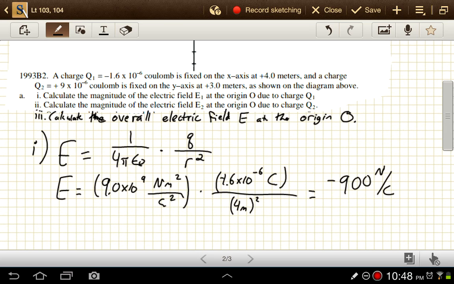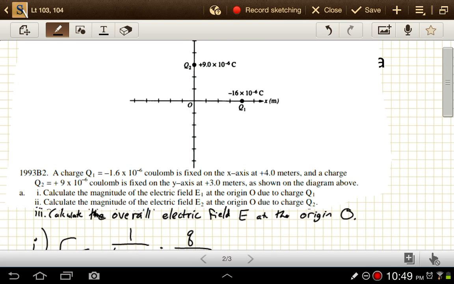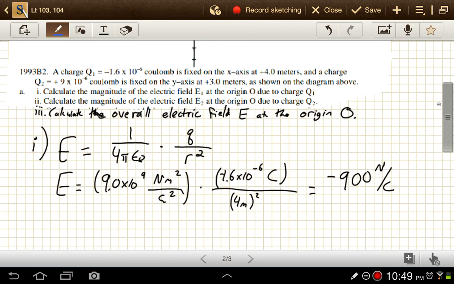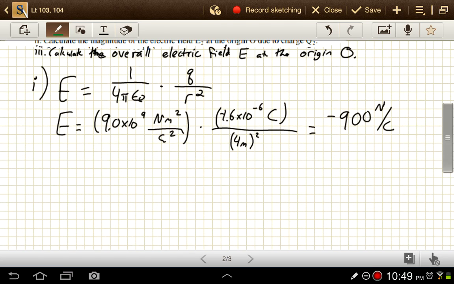And remember that the negative 900, the negative part means that this is an attractive force or a field that goes toward that charge. So here, let's do this in another color so we can see it a little better. From this location, we have E1, which is 900 newtons per coulomb toward Q1. Okay, and then we'll go to the second problem.